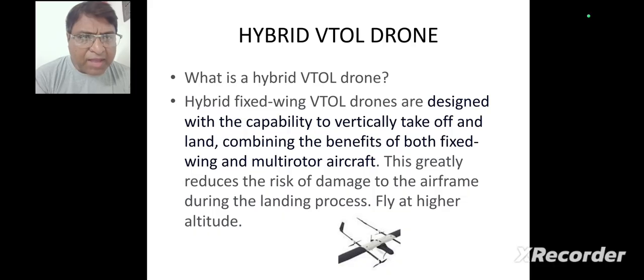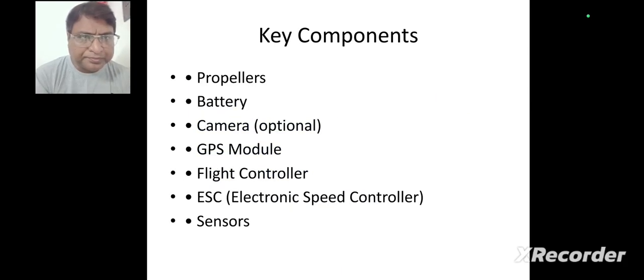So what is a hybrid VTOL drone? Hybrid fixed wing VTOL drones are designed with the capability to vertically take off and land, combining the benefits of both fixed wing and multi-rotor aircraft. This generally reduces the risk of damage to the airframe during the landing process, and they fly at higher altitude.